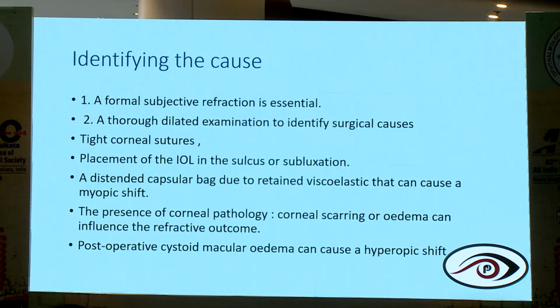Do a thorough dilated examination to identify the surgical causes. Look for tight corneal sutures, whether you placed the intraocular lens in the sulcus or in the bag, or whether there is a distended capsular bag due to retained viscoelastic, which can also cause myopic shift. Sometimes the presence of any corneal pathology like corneal scarring or corneal edema can influence the refractive outcome. Of course, postoperative cystoid macular edema can even cause a hyperopic shift.